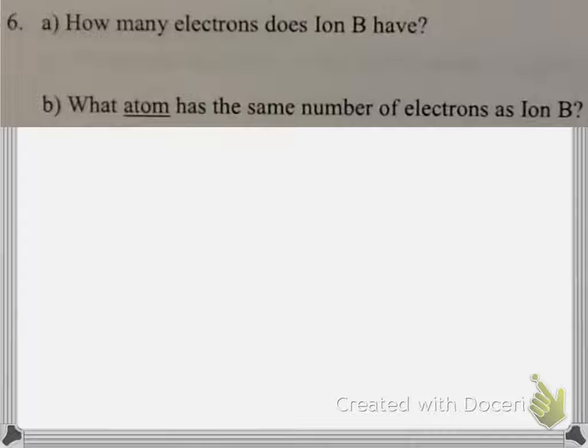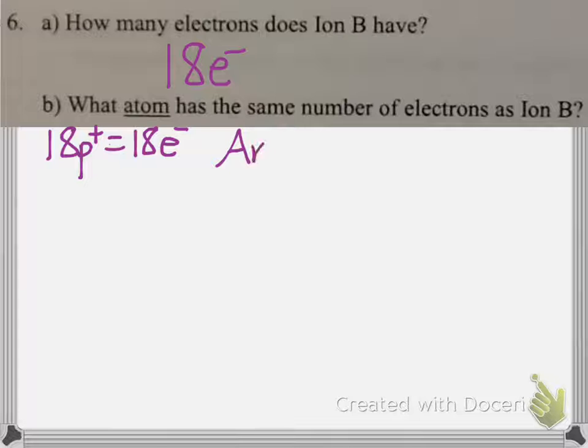Number 6. How many electrons does ion B have? It had 18. What atom has the same number of electrons as ion B? Again, that means it has to have 18 protons and 18 electrons, so it's neutral. And atomic number 18 is argon.